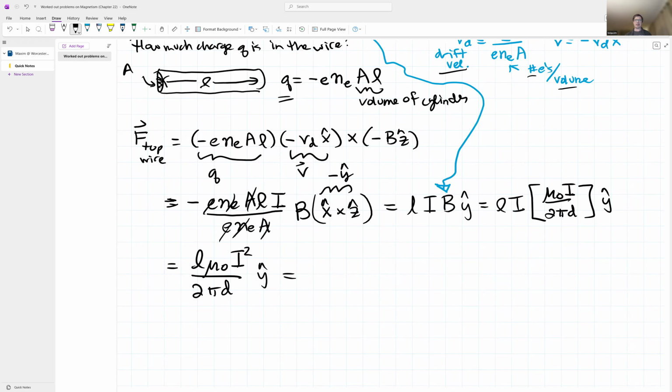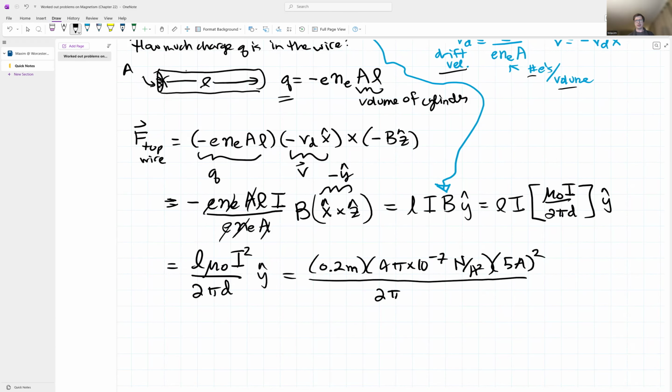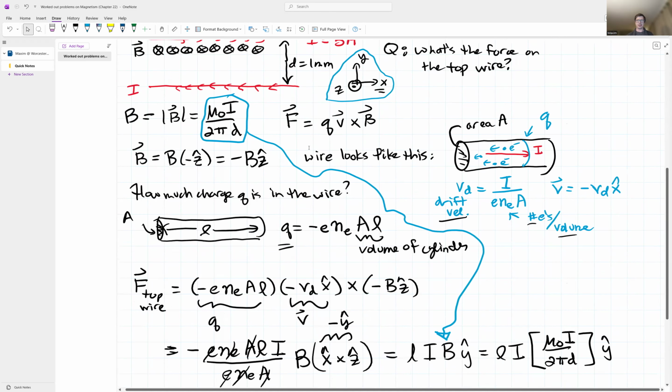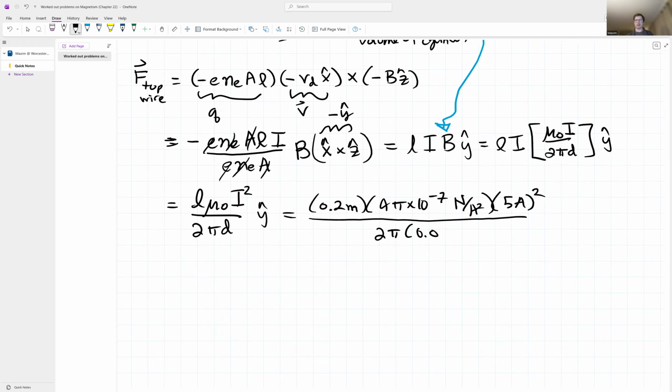So let's plug in numbers. L was 20 centimeters, so that's 0.2 meters. Mu zero is 4 pi times 10 to the minus 7. And I'm going to put newtons per amp squared because it'll make the unit cancellation really obvious. Because here we have 5 amps for the current, and that's squared. So you see the amps cancel out. And on the bottom, you have 2 pi. And then what did I put? I put 1 millimeter, I believe, for the separation. Yeah, so in meters, that's 0.001.